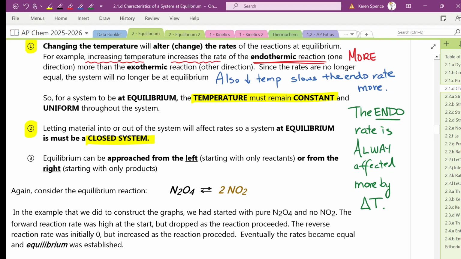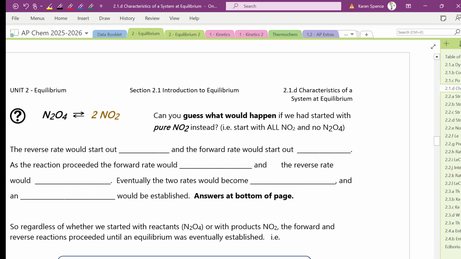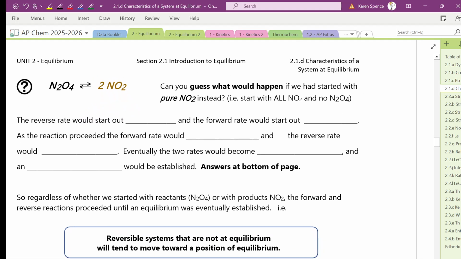Okay, now while we're waiting for that, you guys can fill this in. Can you guess what would happen if instead of starting with the colorless stuff, we started with pure NO2? If we started with pure NO2.